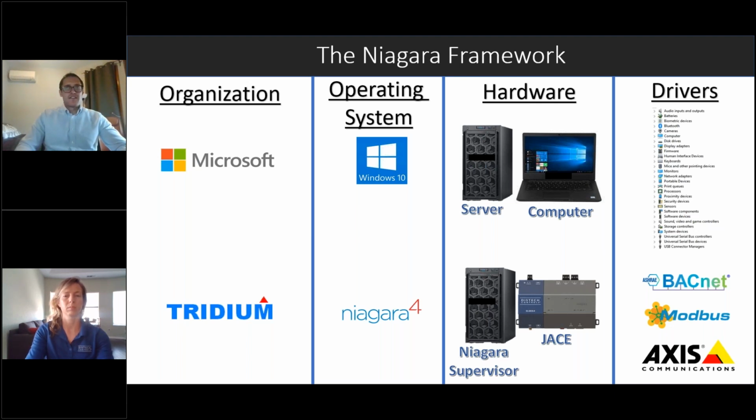So Niagara has what they call a JACE, a Java Application Control Engine. And these JACEs are not specific to any manufacturer. You can get a JACE with any controls manufacturer. And also in terms of the enterprise level of control, which is a server, you could use any type of server and bring in the Niagara Supervisor as that enterprise level of control for a building.